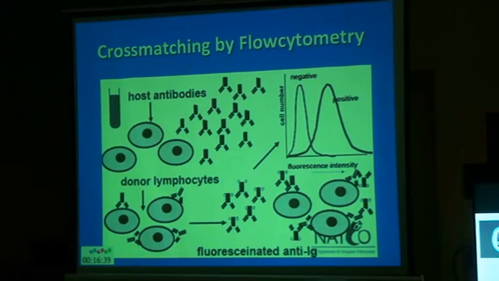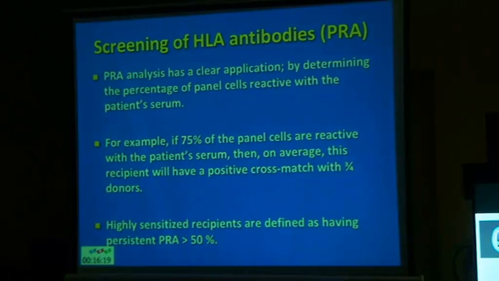In the flow cytometry cross-match, also the serum of the patient is incubated with the donor lymphocytes, and then a conjugate is added, which is a fluorescein-labeled anti-IgG. And if the cross-match is positive, there is a shift of the fluorescence intensity from negative to positive.